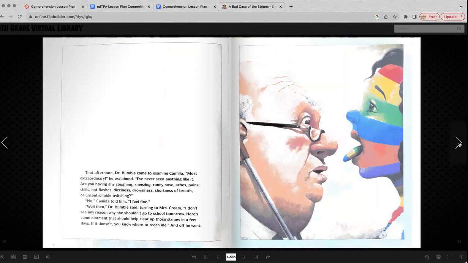So, why do you think the doctor is asking her all these symptoms? What have we seen that's changed in her appearance? Yes.